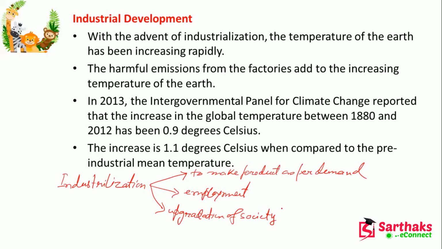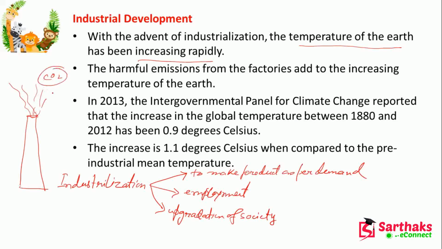But due to industrialization, the temperature of the earth has been increasing rapidly, and there are harmful emissions from the factories. You can see that there is a chimney in every factory, and in this chimney there are emissions of gases. The harmful emissions from the factories increase the temperature of the earth. They also add carbon dioxide and other CFCs from these industries.